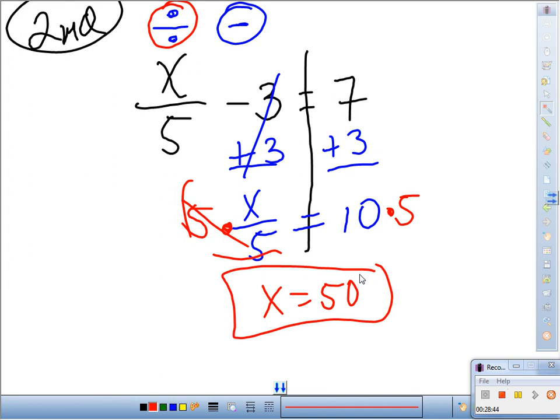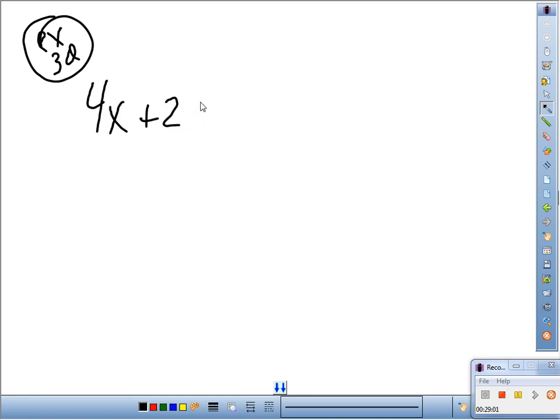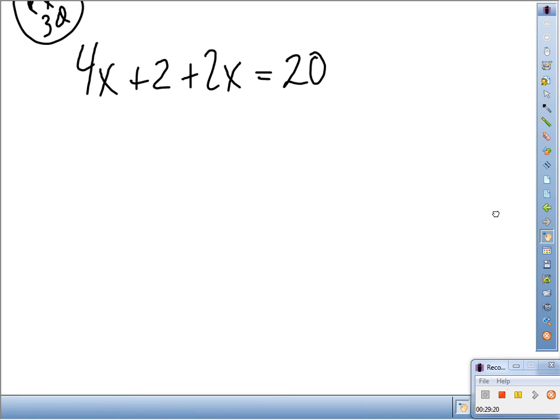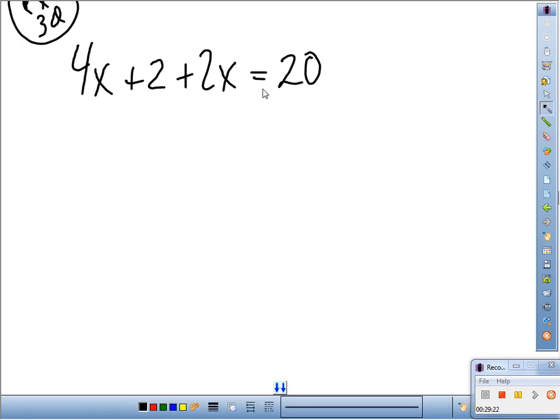Okay. All right. 2-step. Now we're moving on to 3-step. Example 3Q. Copy this. 4x plus 2 plus 2x. If it doesn't fit in the front, turn your paper over or get another one, that's fine. Equals to, give me a number. Okay, 20. All right, here we go. Line down the equal sign.